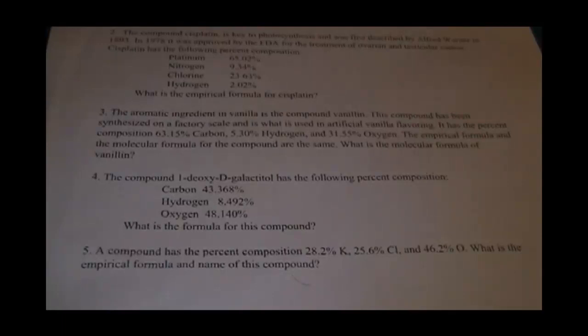So 43.368% of 100 grams is going to be 43.368 grams. And so I already started that. And so what I did is I simply wrote down the grams. So again, assume that you have a 100 gram sample. So that way we have grams of carbon, hydrogen, and oxygen. And we have to convert those to moles then.